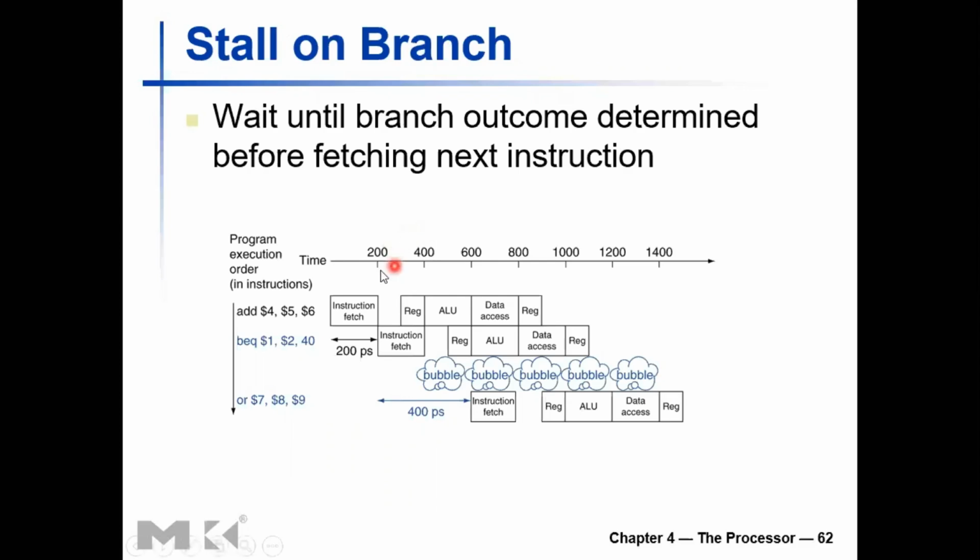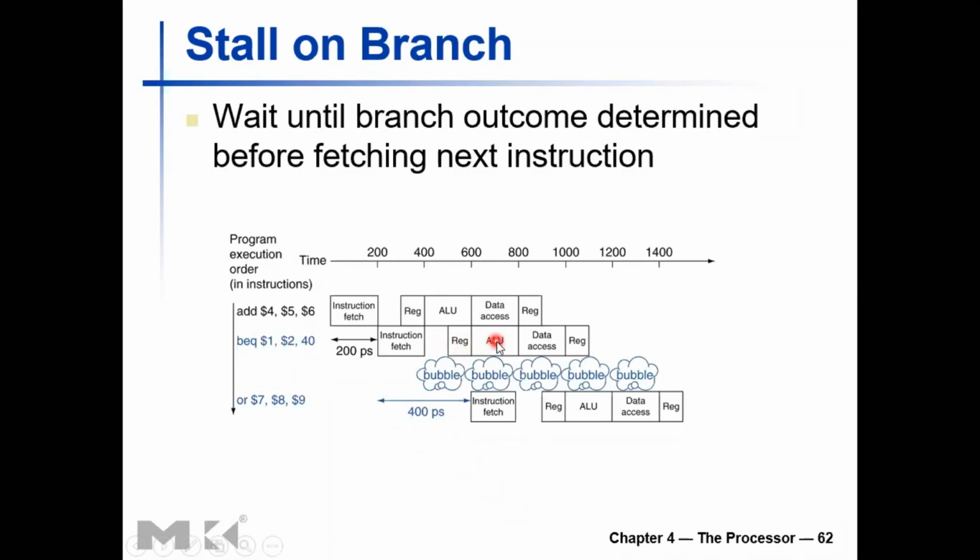Here we do this add instruction and a branch instruction right afterwards. The branch is subtract 2 from 1, and if the two values are equal, then branch to a place 40 instructions ahead in the program. Here we have to read these two registers 1 and 2 from the register file. If we fetch the branch instruction here, we will do the instruction decode and register reading here.